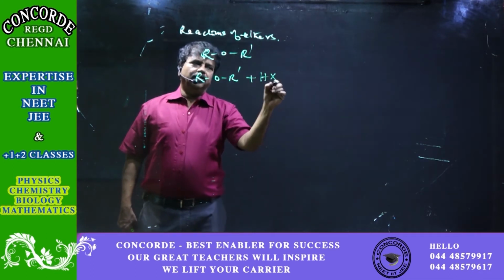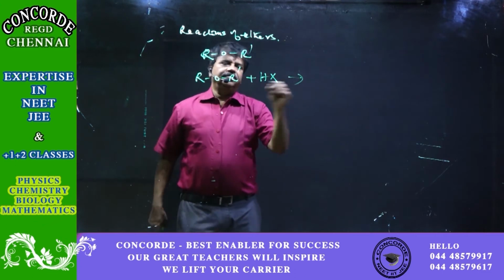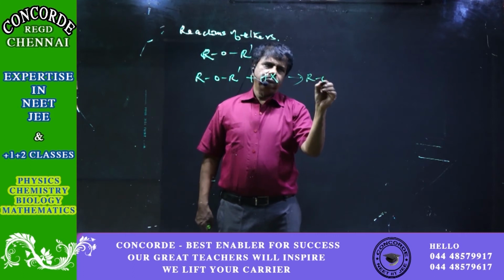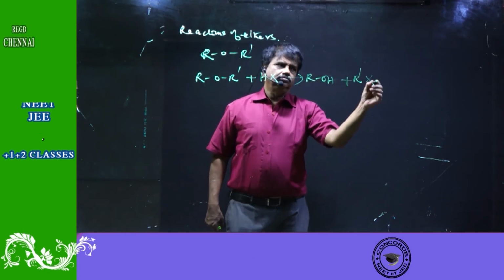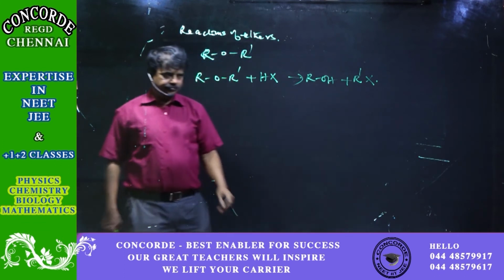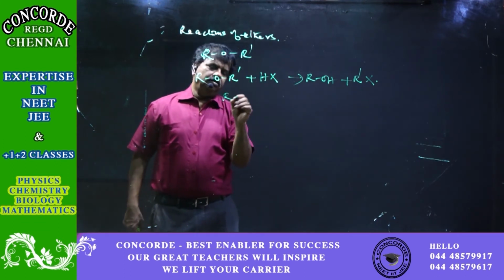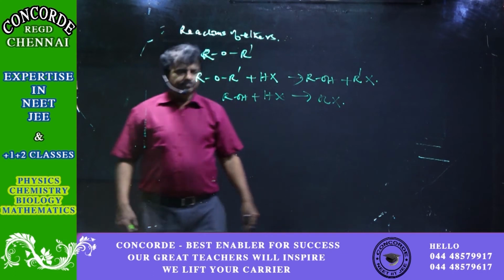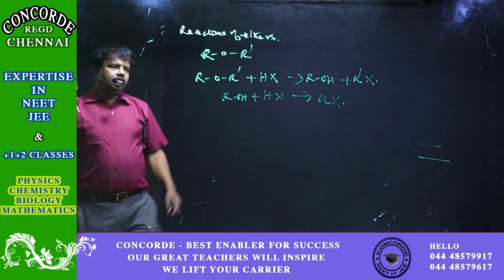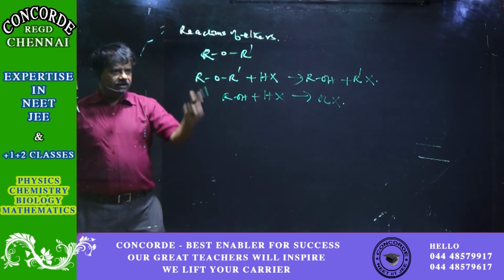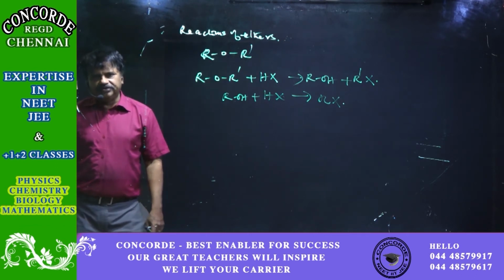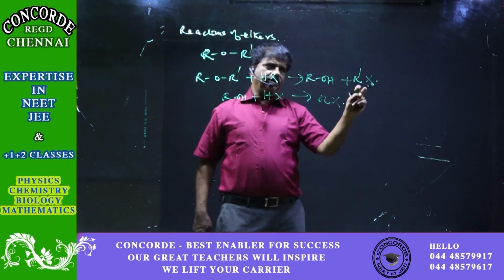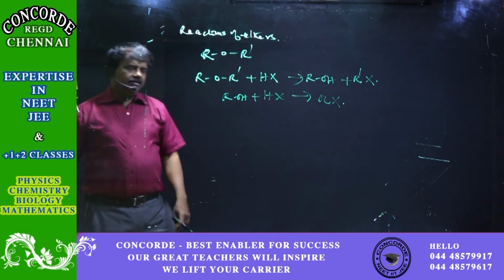But if they undergo a reaction, it is like this: if it is ROR dash treated with hydrohalic acid, it splits the ether into an alcohol and a halide. This alcohol on further reaction with HX also gives RX. If it is an aliphatic ether, where R and R dash are both aliphatic, we get alcohol and halide, and the alcohol is further converted to halide.